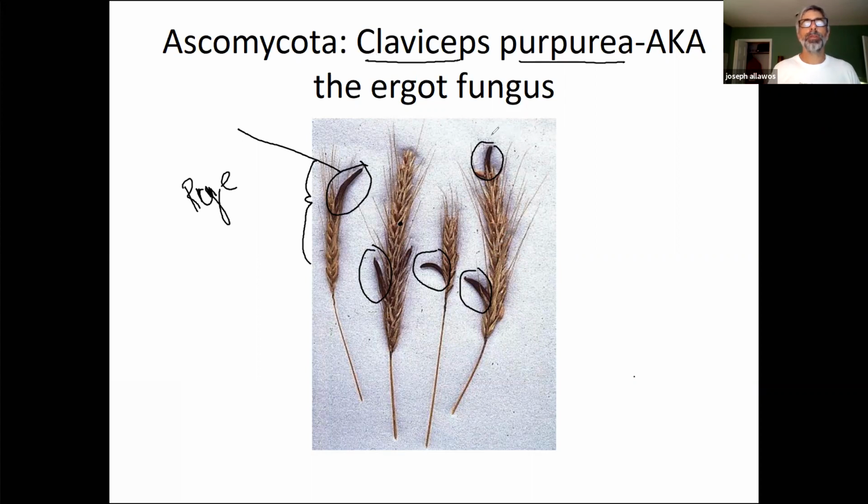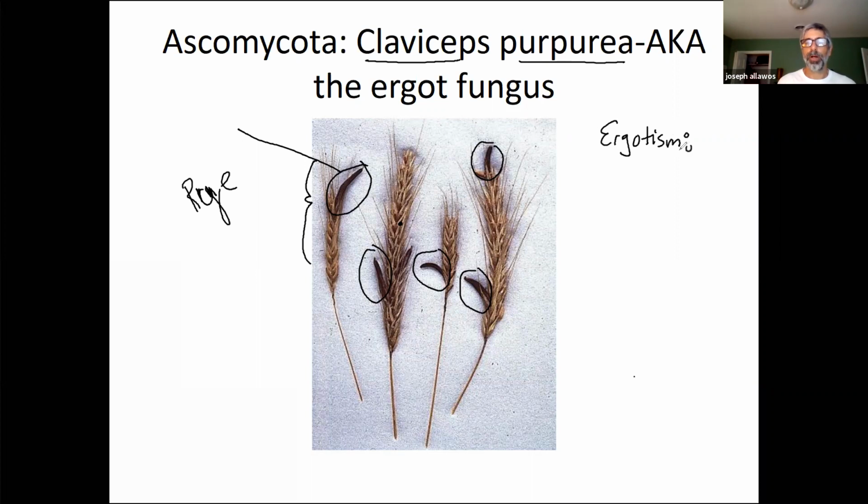So to be clear, this fungus is actually a parasite of grain. It feeds upon the starch in the grain kernel, and then it makes its spores and continues its life cycle. However, if this fungus is ingested by mammals, it causes an illness, and that illness is referred to as ergotism. So that's why this is commonly called the ergot fungus.